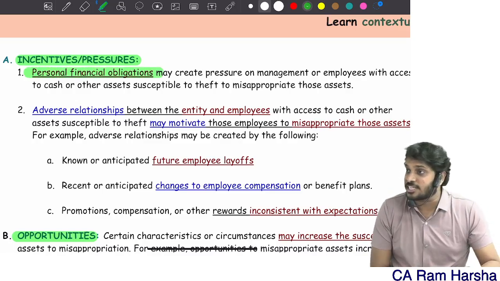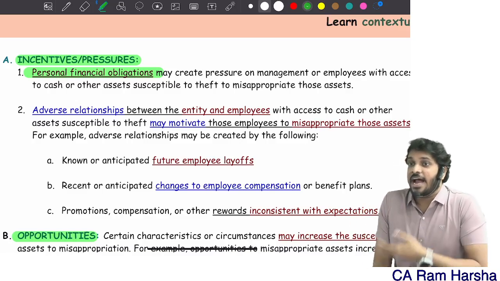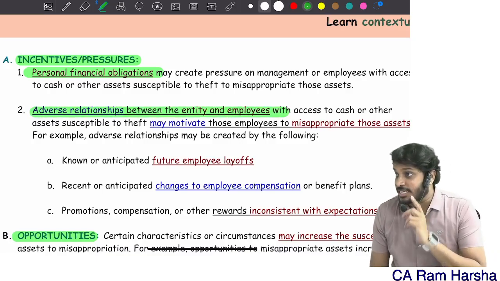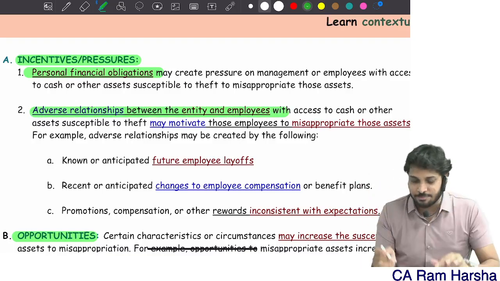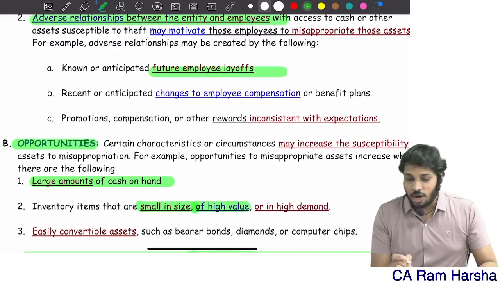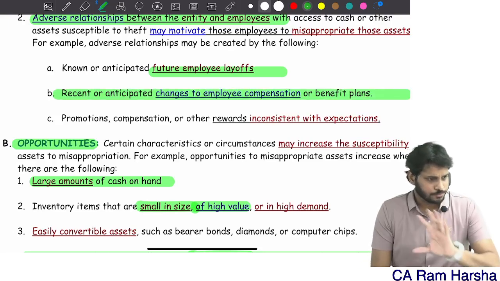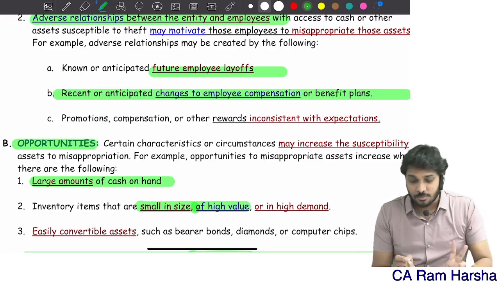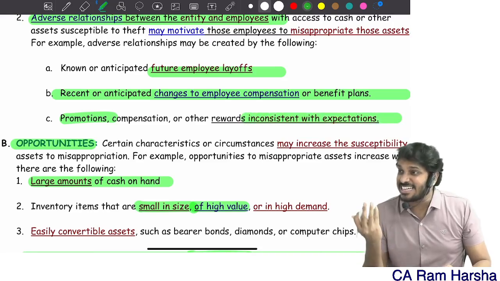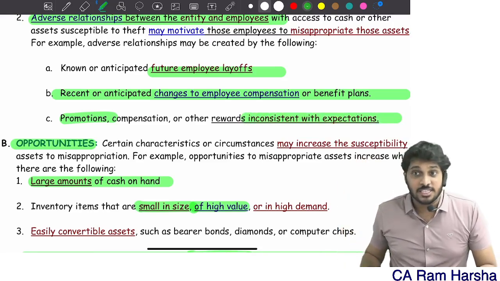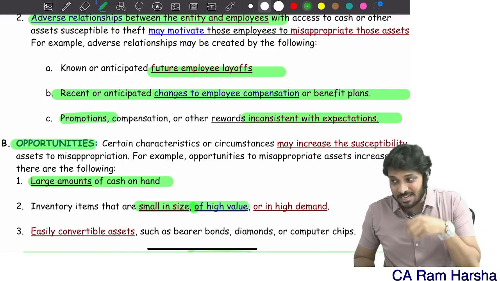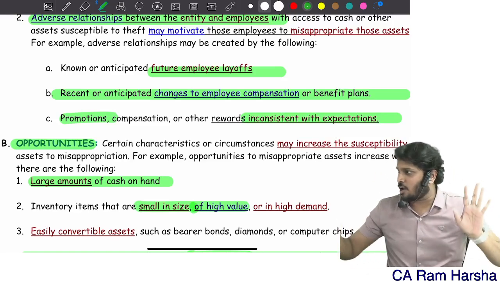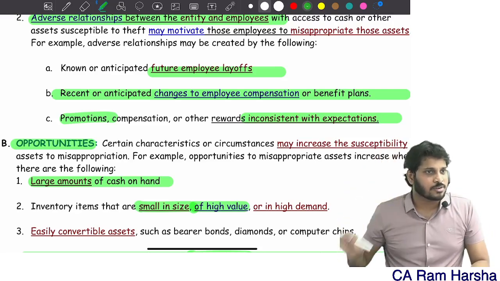He may have a personal financial obligation, and he is a cashier, so he can easily do the fraud. Or an adverse relationship between the entity and the employees. For example, he knows that he will be laid off very soon, or recent changes to his compensation were not proper. He was given a decrement, not an increment, or he was given a promotion but inconsistent with his expectation. This could be the reason why the employee was agitated. The employee would have felt bad about the company and will do fraud. No matter how loyal I am, this company will never recognize me, so I will cheat from now onwards. Correct?